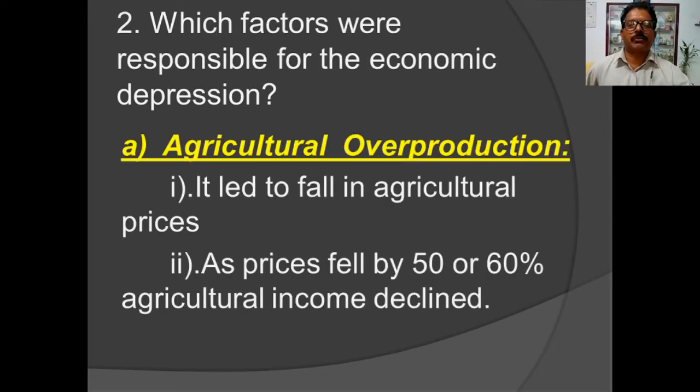Which factors were responsible for the economic depression? First point, agricultural overproduction. Due to agricultural overproduction of food grains, there was a fall in agricultural prices. As prices fell by 50 to 60%, agricultural income declined. When the wheat prices and the jute prices fell by 50 to 60%, the income of the farmers declined. So farmers did not have buying capacity. Their income was reduced because the food grain prices came very low.